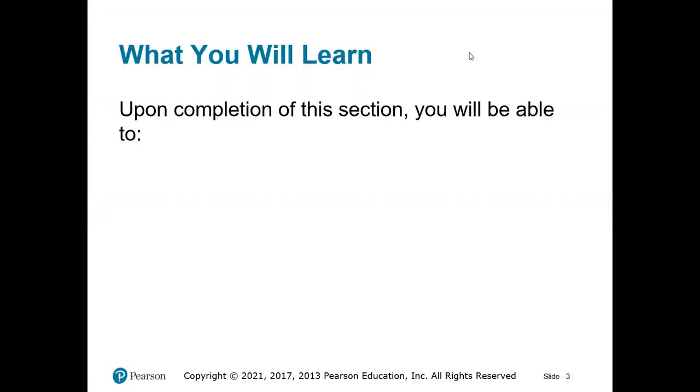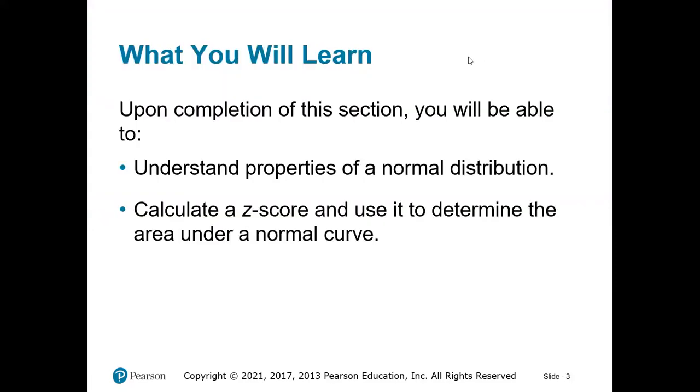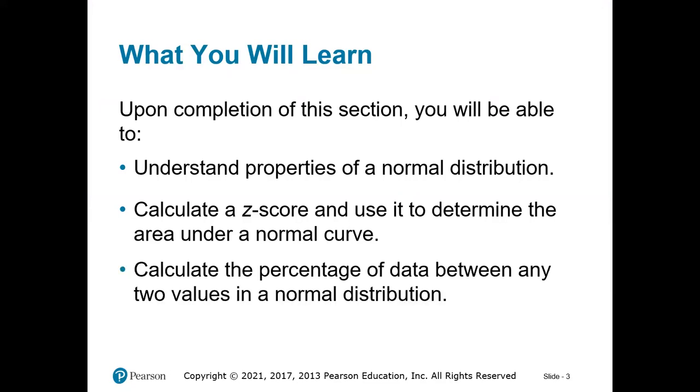Okay, well, what we're going to learn today, we are going to understand the properties of a normal distribution, and we are going to calculate what's called a z-score. We use that z-score to determine the area, which is actually a probability, under the normal curve. So people who did this before, when you say z-score, normal curve, they know what it means, the area under the normal curve. And this is what we'll be learning this time.